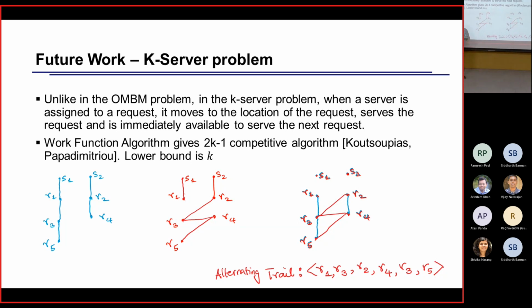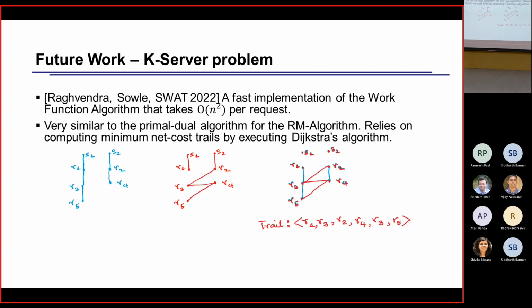R3 is repeated once. So you can always express the symmetric difference between any 2 valid solutions for the K-server problem as one or more alternating trails or cycles. What's interesting is we recently came up with a faster implementation of the classical work function algorithm, and it runs in n² time per request.